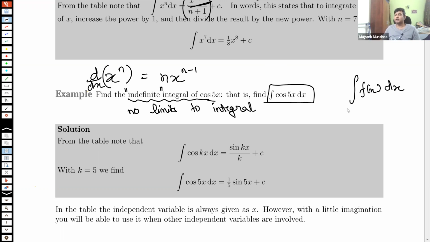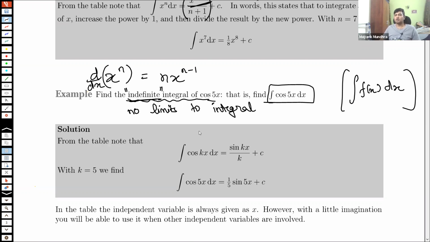A definite integral looks like this. You put limits a and b on the integral itself. We'll come to this section in a bit, but right now we are looking at the indefinite integral, where there are no such limits. So a and b are not present. These are indefinite integrals.